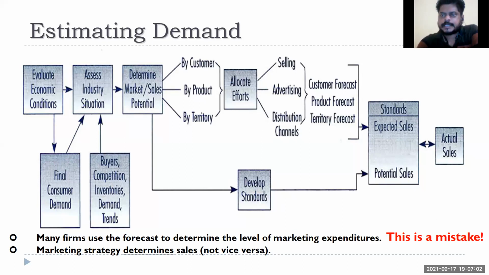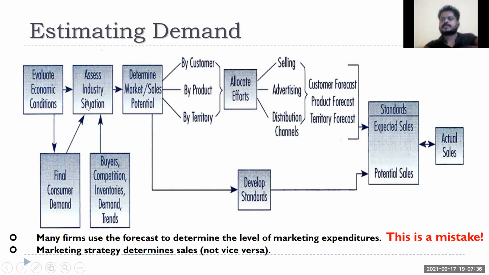So this is the framework of estimating demand. We start with evaluating economic conditions, the final consumer demand, right? Right now, COVID has happened. For certain items, certain products, the requirement has increased: medical items, sanitizers, gloves. Suddenly that has increased. Earlier years' estimates will not hold true. In the last 2 years, if you see the sales of those products, customer demand has increased. So depending upon the economic and societal conditions, demand will change.